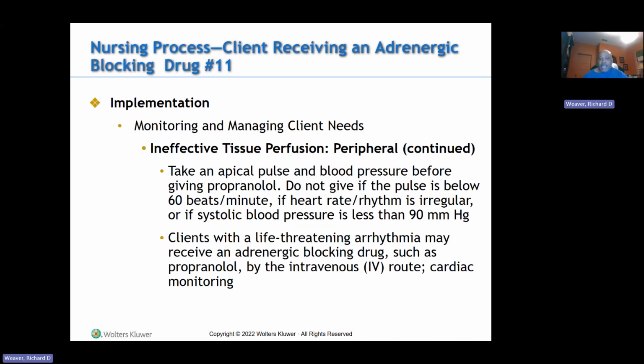Again, you must take that blood pressure for one full minute. This is not one of those where you listen to the heart rate for 15 seconds and multiply the beats by 4. Not in this case. With digoxin, propranolol, and other medications where you're supposed to take apical pulses for a full minute, make sure you do so.